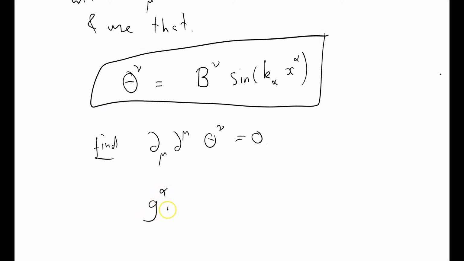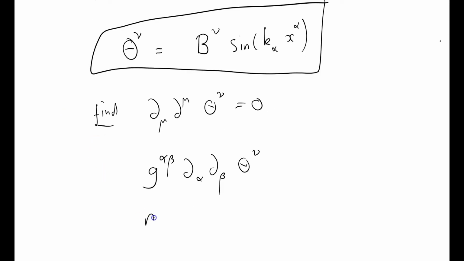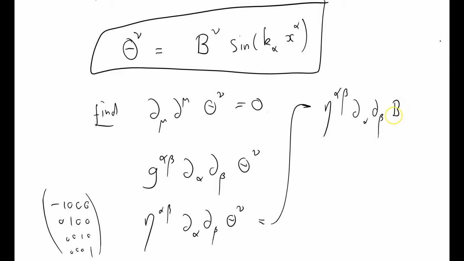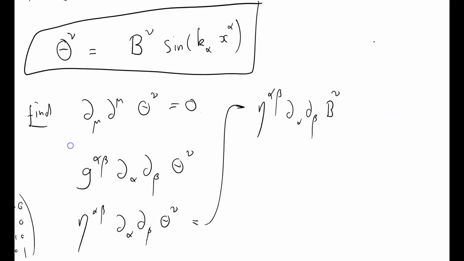We've got g^{αβ} ∂_α ∂_β acting on θ_ν. Because we're working to first order, I can replace it with the flat space metric, 0, 1, 0, 0, 0, 0, 1, 0, 0, 0, 0, 1: η^{αβ} ∂_α ∂_β θ_ν equals η^{αβ} ∂_α ∂_β of b_ν sin(k_α x^α). Wonderful stuff. I'm going to observe that this is constant.